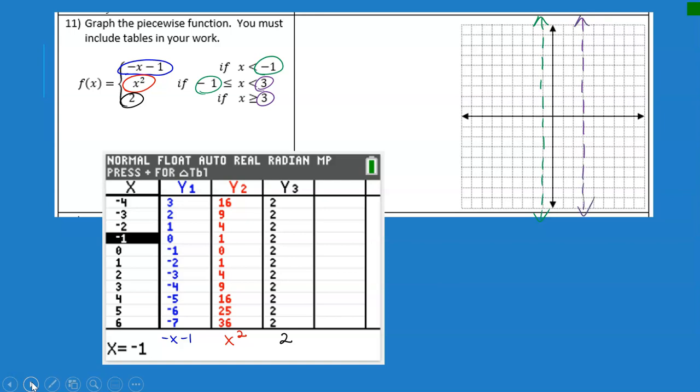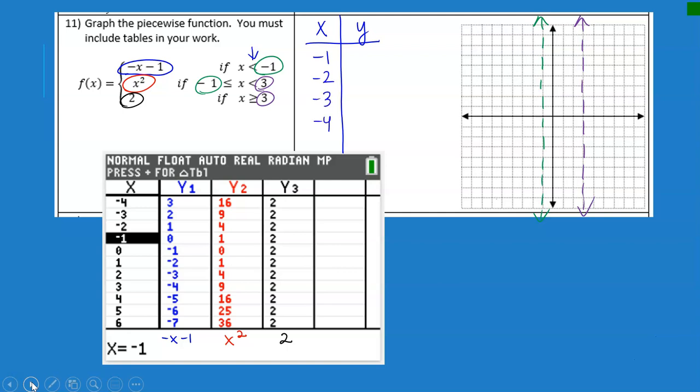All right, now I need three tables. The first table is going to be for my first function, the blue one. So I'm going to do x, y, and I want to start at my boundary number, which is -1. And then if you look, this sign is pointing to the left, so that means I want my numbers to go down. You can also look here on the graph. If you start at the green line and go to the left, that's where the blue function is going to go. So I want to do -2, -3, and -4.